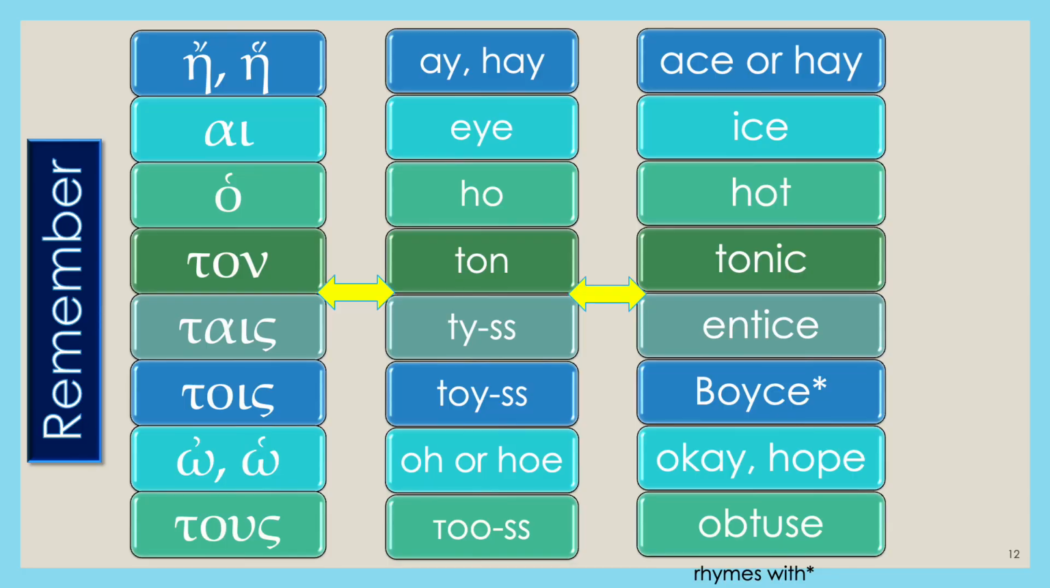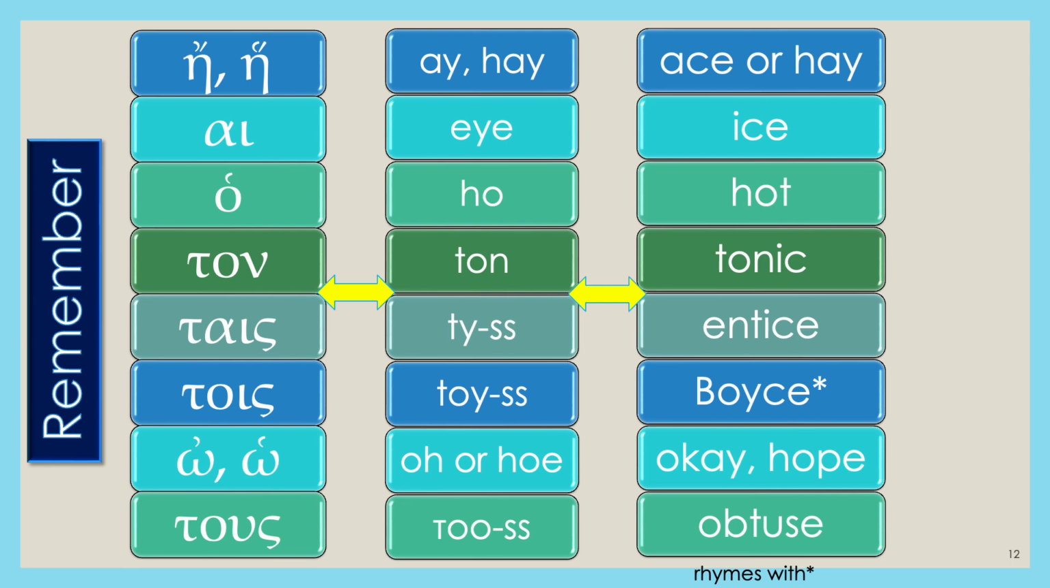Well, we're still pretty early on in our learning, so I'll just give a minute to remembering how to pronounce those letters. The letter eta gives an A sound, and for the definite article, hey. The alpha iota gives an I sound, like in the word ice. The definite article for the masculine nominative singular is ho. Remember, it's a short O sound, not an O sound, like in hot.